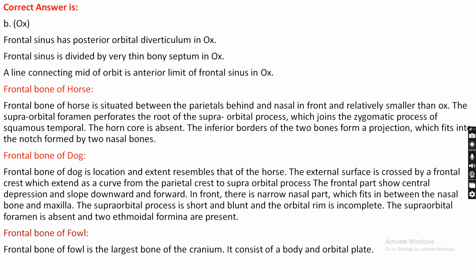Its supraorbital process is short and blunt, and its orbital rim is incomplete. We have to remember that supraorbital foramina are absent in case of dog, and in place of that two ethmoidal foramina are present. And the frontal bone of fowl is the largest bone of the cranium in case of fowl, and it consists of a body and an orbital plate.